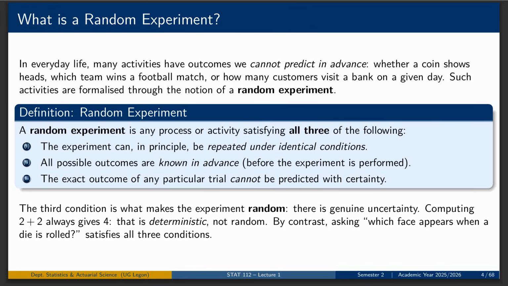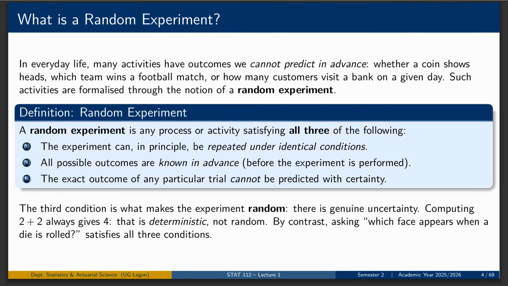So in a random experiment, there are three key things that you can look out for. First, the experiment can, in principle, be repeated under identical conditions. For example, the coin, if I'm tossing it vertically, I can toss it several times. Second, all the possible outcomes are known in advance. I know that a head or a tail will show up. I know that it will rain or not. Third, the exact outcome of any particular trial cannot be predicted with certainty.